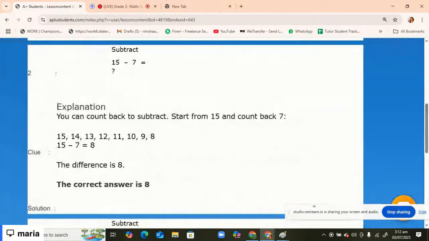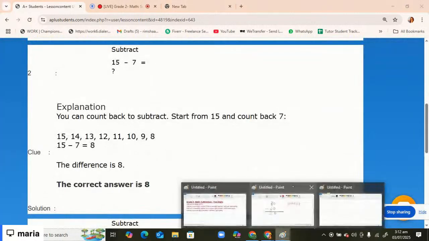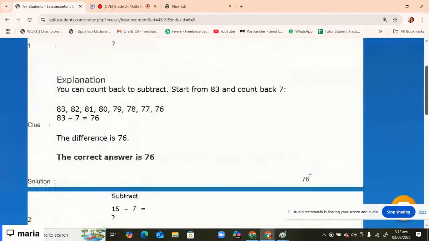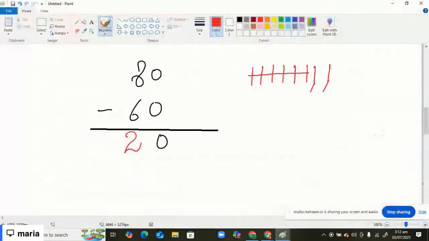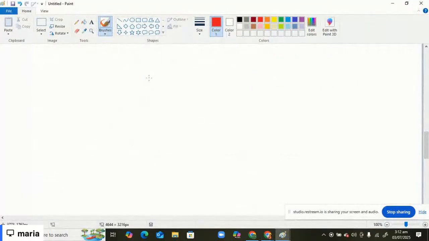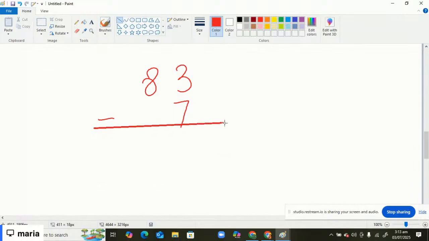This is also one kind of thing. Let's do it. So 83 minus 7. So how can we solve it? We are going to solve it by using this way.